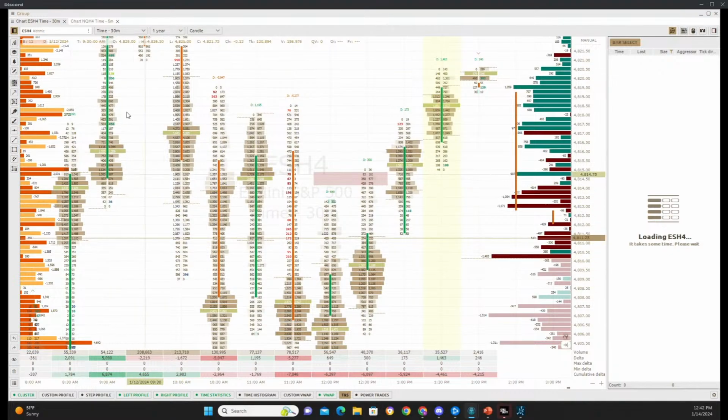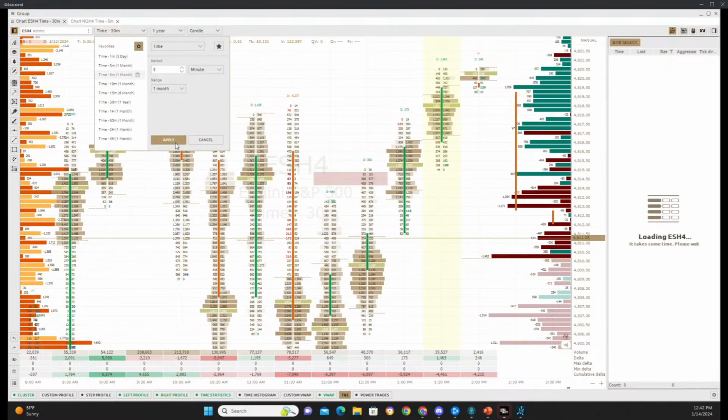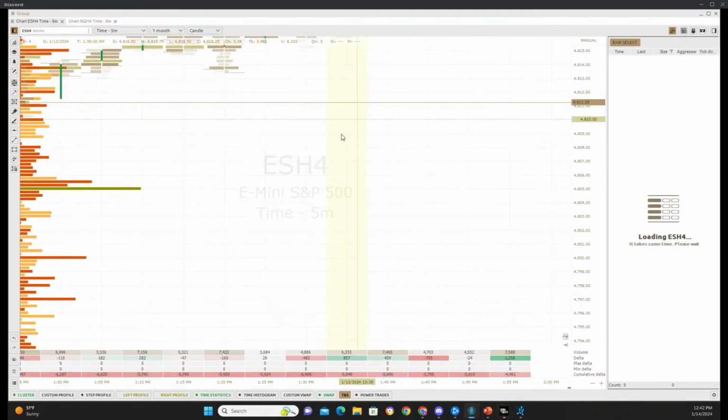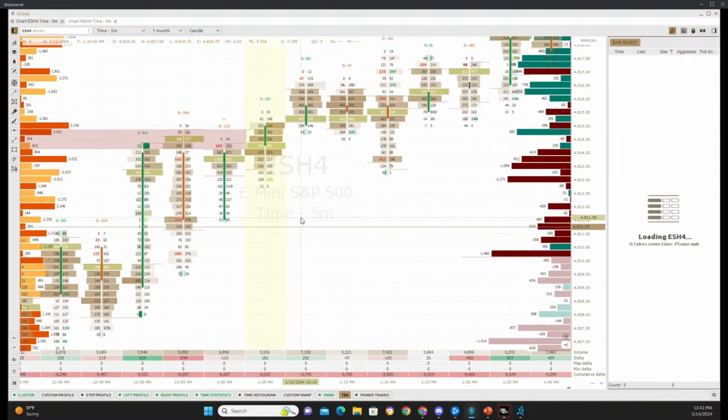Okay, so is anyone not comfortable with imbalances? Are you guys okay when you see them? What it means, how to play them?